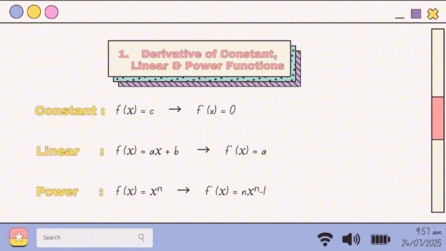Meanwhile, the power rule has a function that is equal to x to the power of n. So, to differentiate, you have to bring the power down to the front and subtract 1 from the exponent. Therefore, you get n times x to the power of n minus 1.